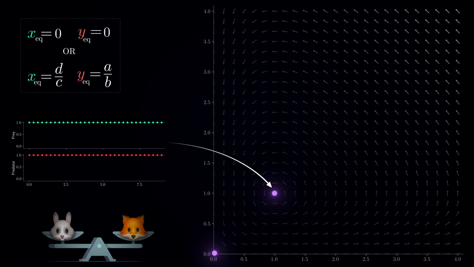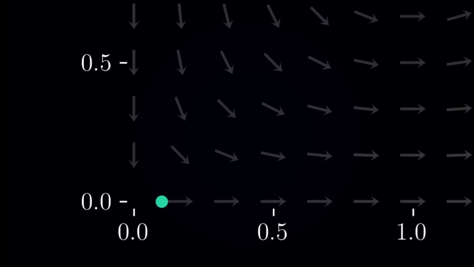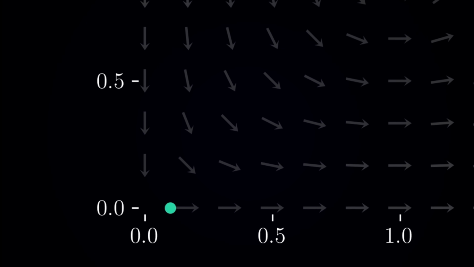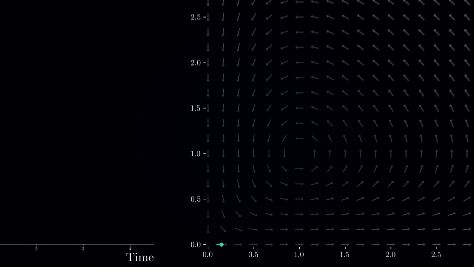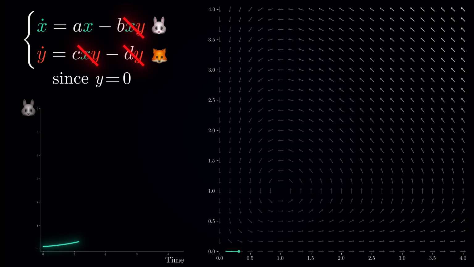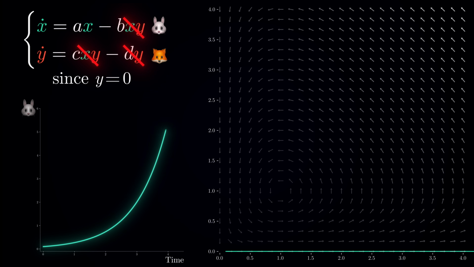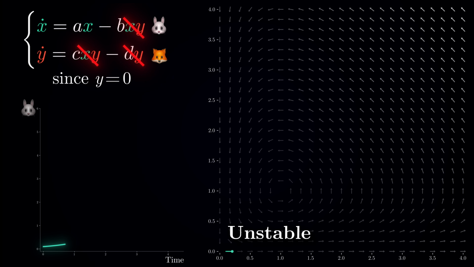Let's start with the origin. If we are slightly off of this point, let's say a few rabbits but no foxes, what happens? Well, our equations tell us that the population of rabbits will continue to grow exponentially, while the population of foxes remains 0. In the phase space, that looks like a trajectory moving right along the x-axis. The 0-0 equilibrium is unstable. The slightest perturbation sends the system away from it.